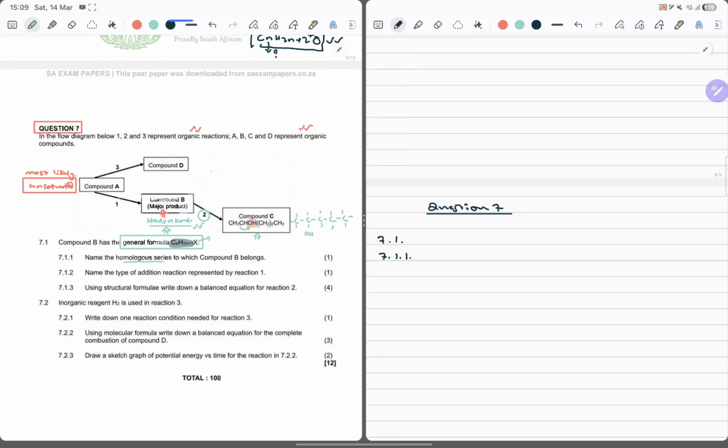Alright, name the homologous series to which compound B belongs. Nice and easy. It's haloalkanes. Halo. Is it halo or is it halo?